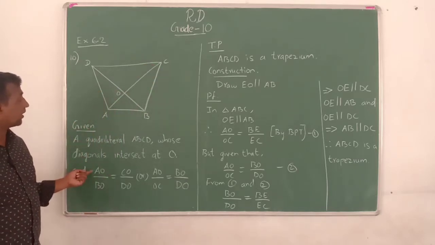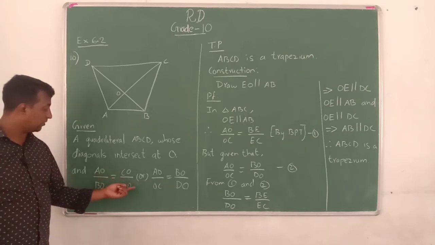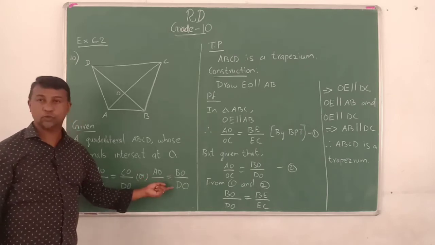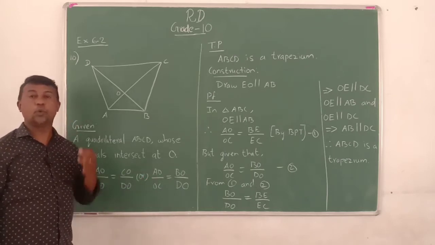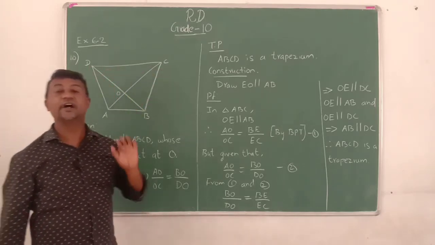And they gave that AO by BO is equal to CO by DO, or we can just cross multiply and write AO by OC is equal to BO by DO. So this is the given condition. What do we want to prove? We want to prove that ABCD is a trapezium.